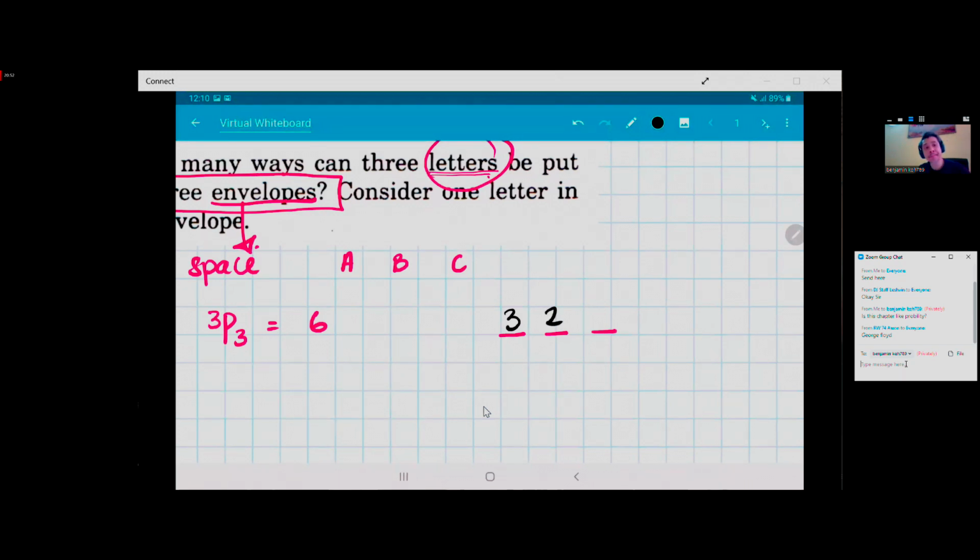Boleh faham? There are 2 more options. If from these 2 options you already put 1 letter into the envelope, then the last envelope only left 1 option. So when we use fill in the blank method, that means 3 times 2 times 1 equal to 6. So the answer is still 6.